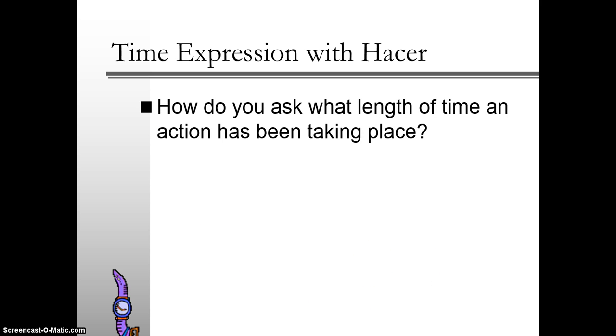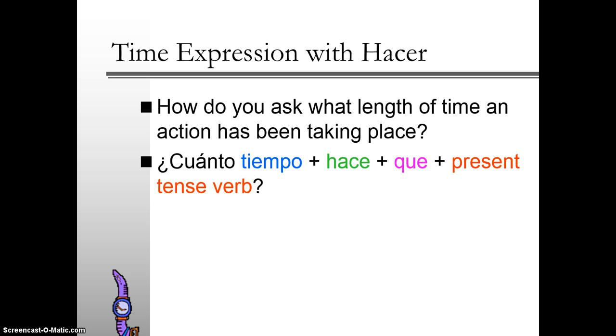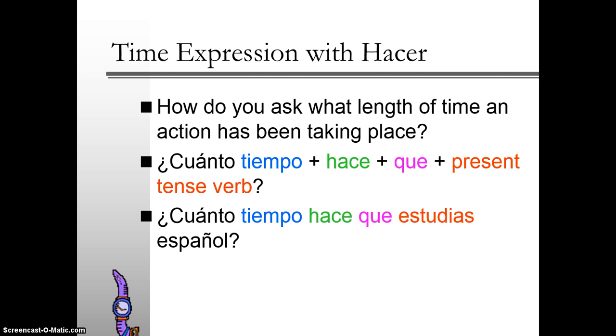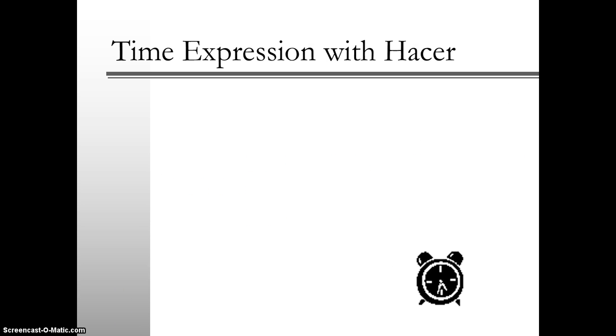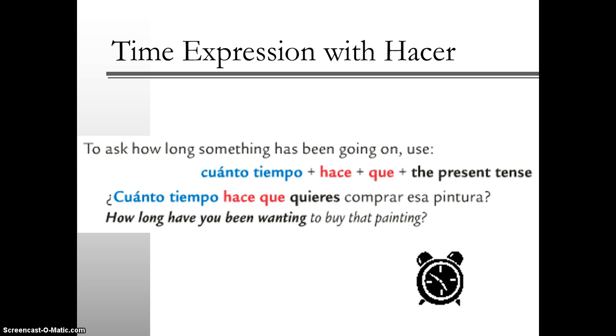We also might want to be able to ask another person what length of time an action has been taking place. We have a formula for that as well. We're going to start off our formula with cuánto tiempo, then hace, then que, then a present tense verb. ¿Cuánto tiempo hace que estudias español? How long have you been studying Spanish? Here is the example you'll want to write down for your notes. ¿Cuánto tiempo hace que quieres comprar esa pintura?